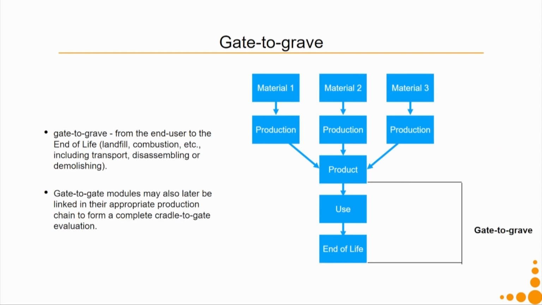The other one is gate to grave. So, gate to grave is from the end user to the end of life, which might be landfill, combustion, and it includes transport, disassembly or demolition and all those activities which might be required.